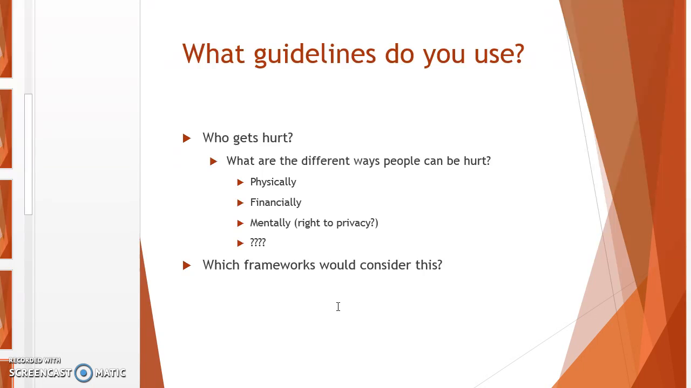It could be mentally. What if something is divulged that is very embarrassing? Some of the frameworks would actually look at this one. So the rights framework would look at this. The utilitarian approach would look at this in terms of who gets hurt. But as we mentioned, remember, how do we calculate physical damage? And so I certainly would include this one in mine. Who gets hurt if I make the decision one way or the other?